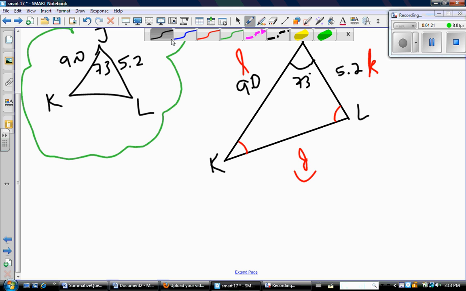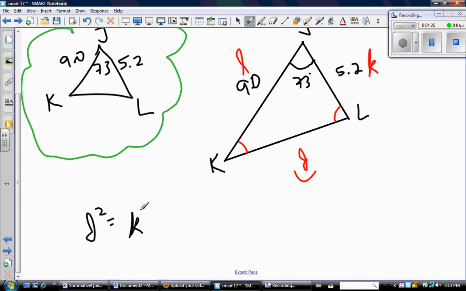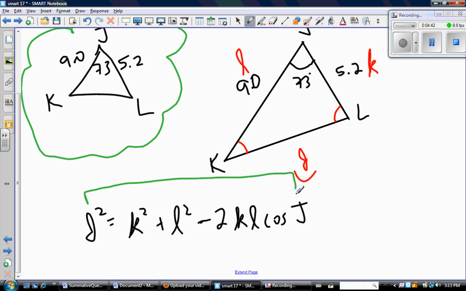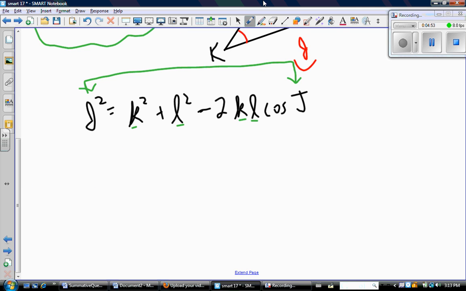So J squared equals K squared plus L squared minus 2KL cosine J. So make sure you know how to set it up properly. This is the side that must correspond to the angle that you use. So I know this angle, so I have to solve for this side. The 2 variables involved are just the lengths of the other 2 sides of that triangle. So now that we've set it up, let's do the substitution and we'll do the math.